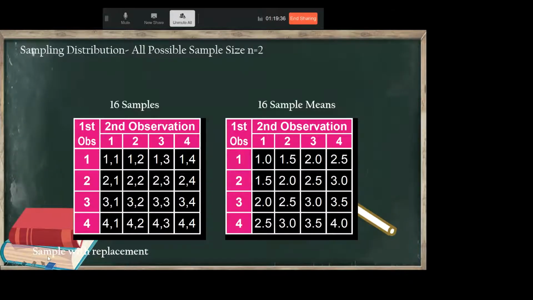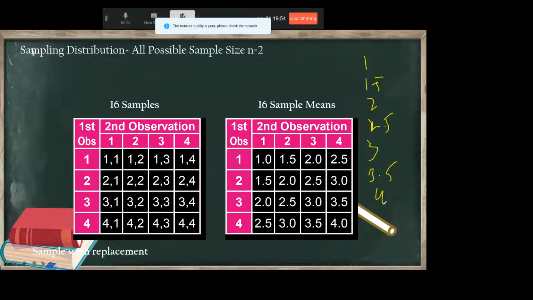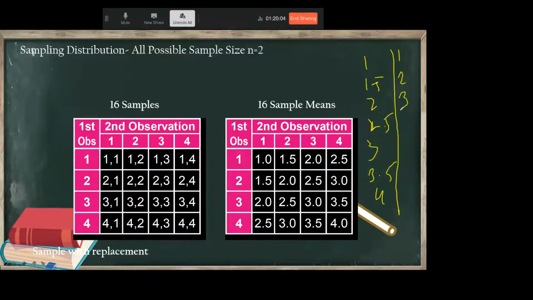Right? So let me draw on this side. 1, 1.5, 2, 2.5, 3, 3.5, and 4. 1, 2, 3, 4, 5, 6, 7. How many times has 1 been repeated? 1 time. How many times 1.5? 2 times. How many times 2? 3 times. 2.5? 4 times. 3? 3 times. 3.5? 2 times. And 4? 1 time.